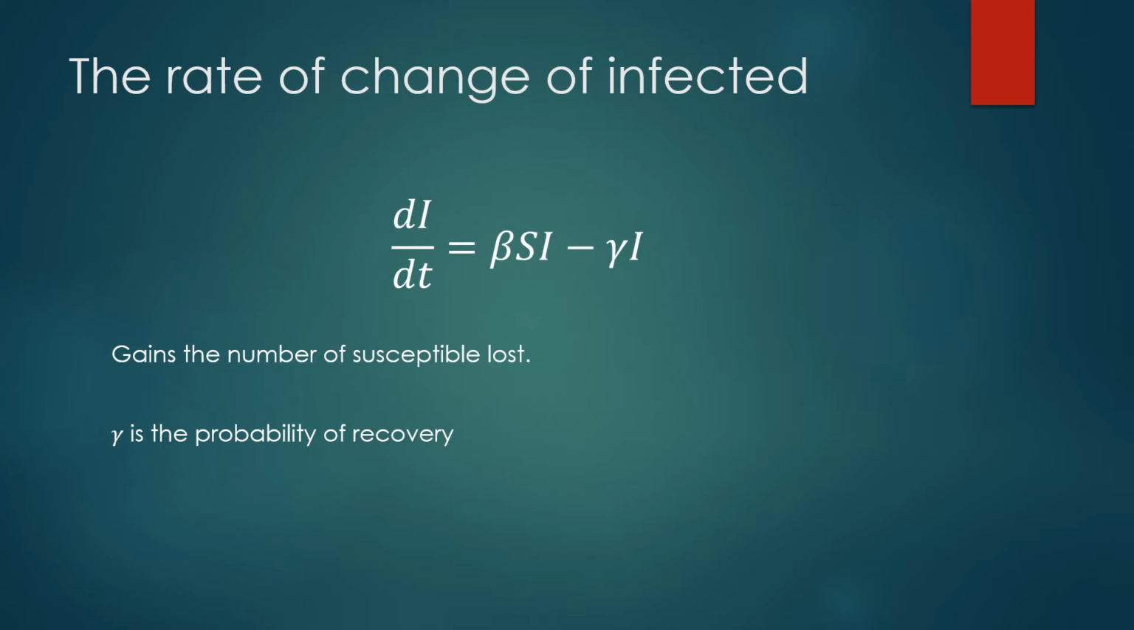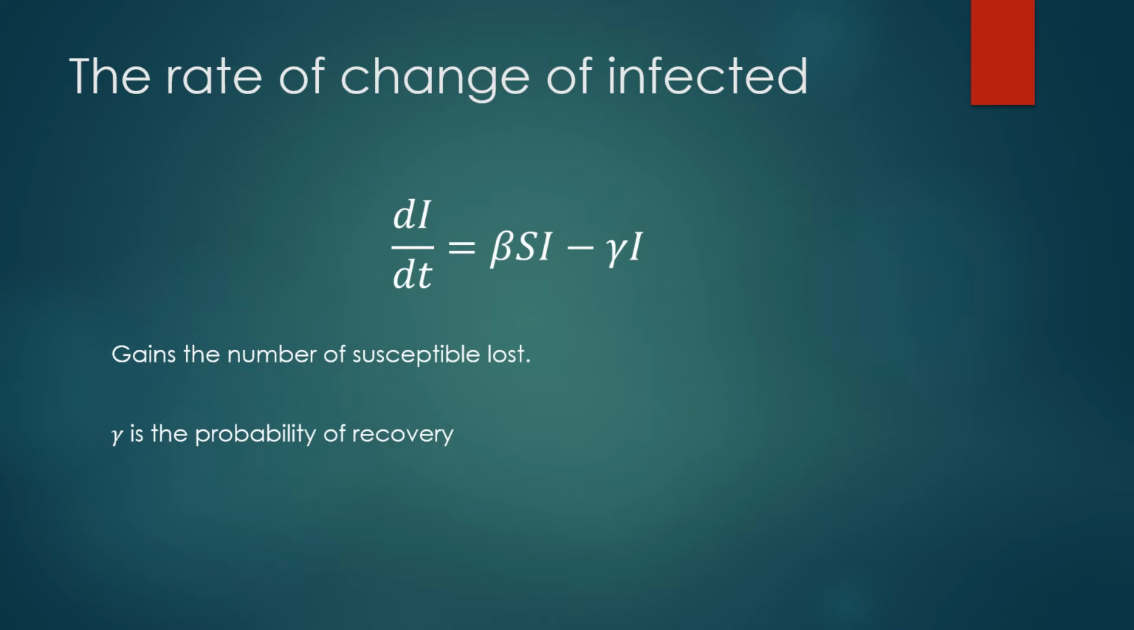Beta SI is the same as before, as we are gaining the number lost from the susceptible category. The people lost from the susceptible category go into the infected, so there's an increase, so there's a positive rate of change. But then we're also minusing gamma I. I is the number of infected, so you times the number infected by the chance of recovery, which is gamma.